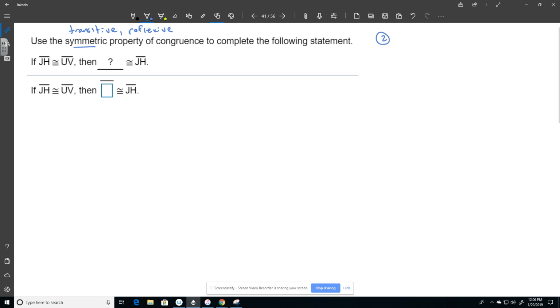So if JH is congruent to UV, then what is congruent to JH? Well, that's easy. UV is congruent to JH. Remember, symmetric property just flips. That's like saying A equals B, so B equals A. Reflexive, that just means that A equals A. That's the reflexive property. And the transitive, in case you forgot that one, is where we say A is equal to B and B is equal to C. So if A is B and B is C, then we know that A is equal to C. So make sure you understand all 3 of those.